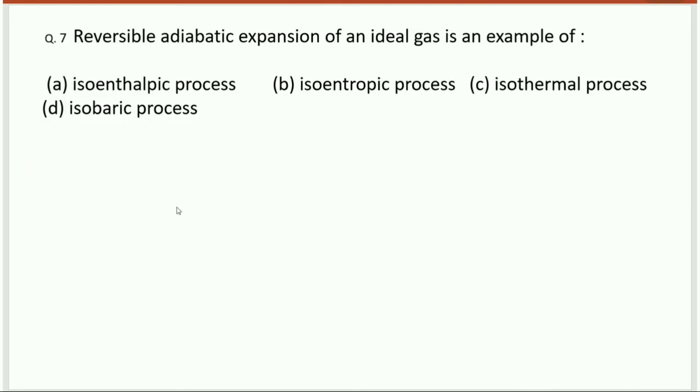Now, seventh question: reversible adiabatic expansion of an ideal gas is an example of an isoenthalpic process, isoentropic process, isothermal process, or isobaric process. So what is adiabatic expansion? An adiabatic process is one in which no heat enters or leaves the system. And what is reversible?